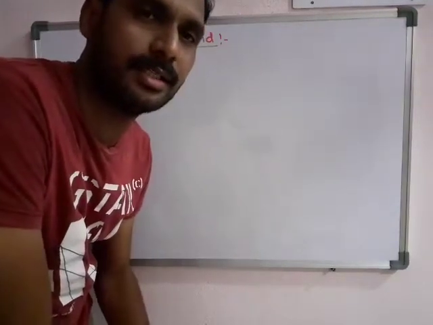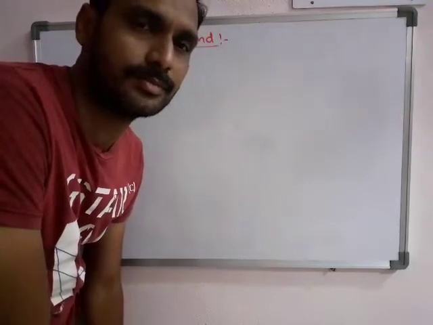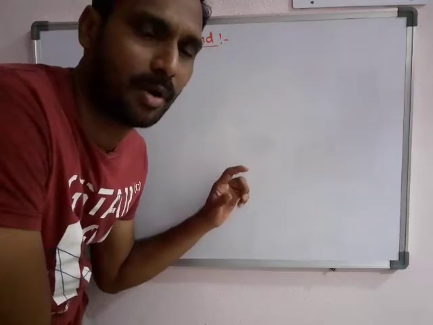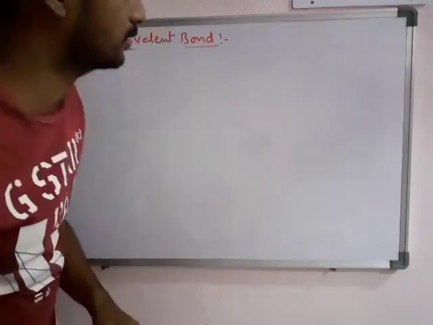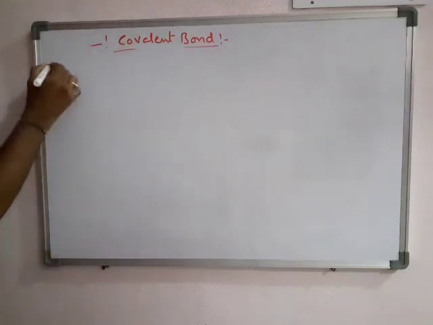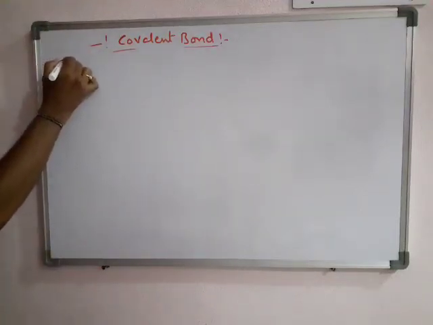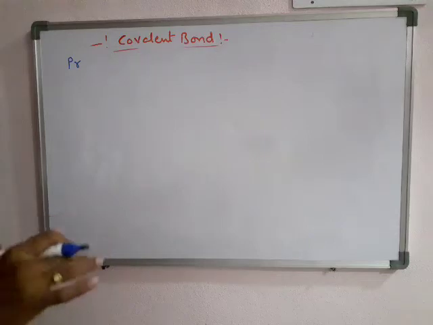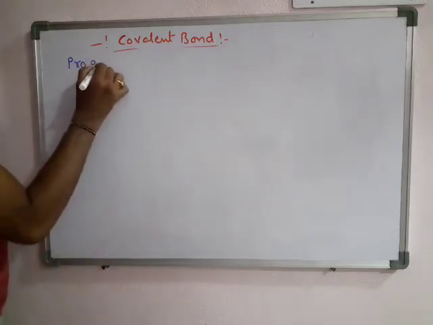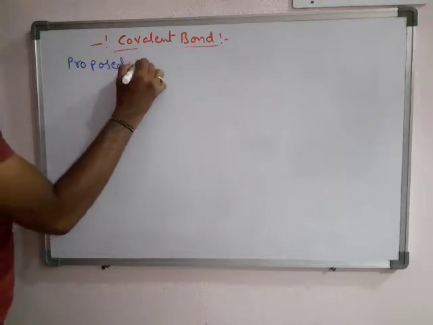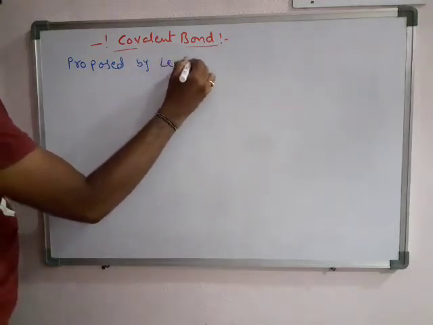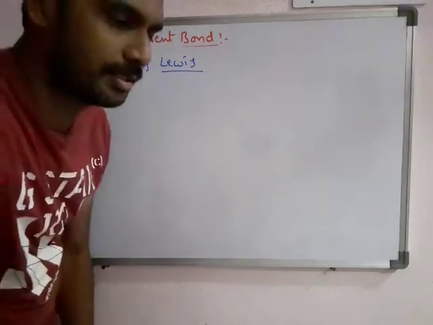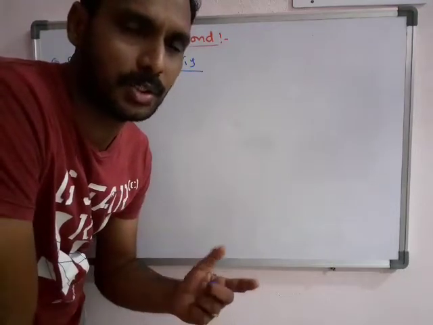Okay, today we discuss covalent bond. After the completion of the ionic bond, we are going to discuss covalent bond. So, what is the covalent bond? Who proposed this? At first it was proposed by Lewis. The ionic bond was proposed by Kossel.